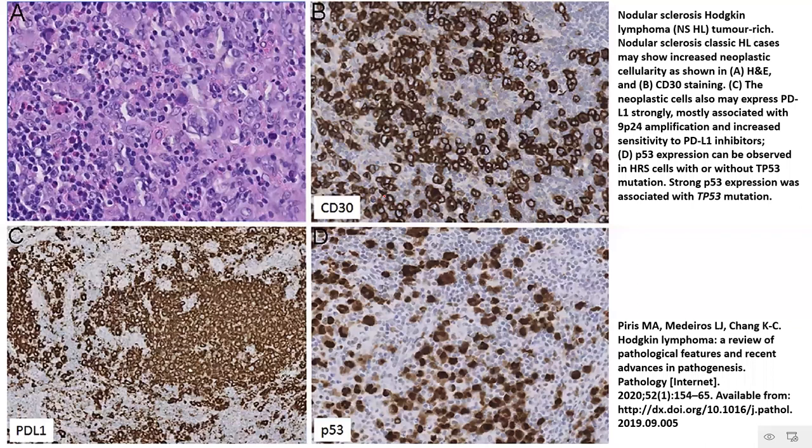So this journal article illustrates the same scenario wherein you have sheets of atypical Hodgkin-Reed-Sternberg cells effacing the lymph node parenchyma. Observe the population of eosinophils, which seem to be a part of the picture, seen in association with these atypical Hodgkin-Reed-Sternberg cells. CD30 is strongly positive in these cells. Two other markers of significance which can be utilized to highlight these atypical Hodgkin-Reed-Sternberg cells in the syncytial variant are PDL1 and P53. This has been highlighted in this particular article, so you can utilize them to your advantage.